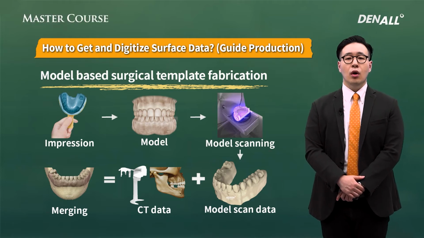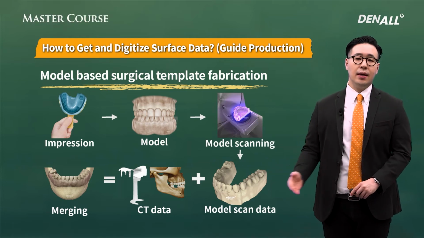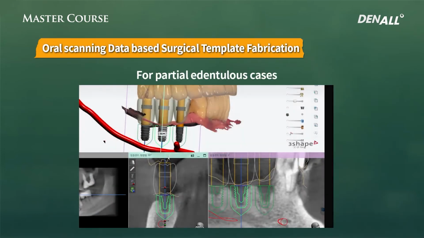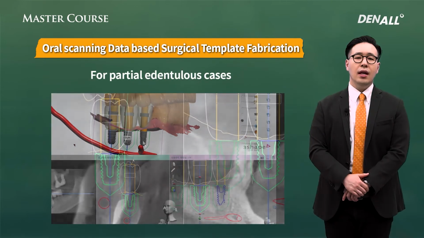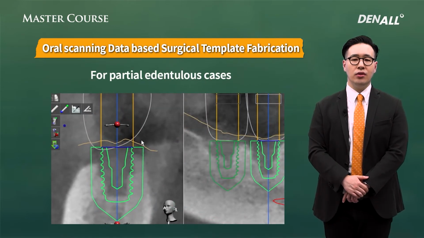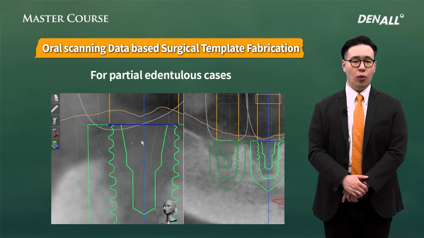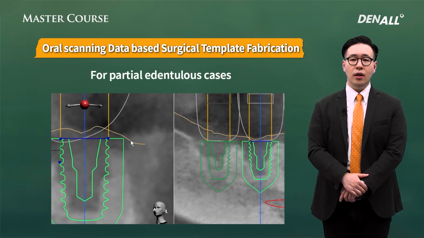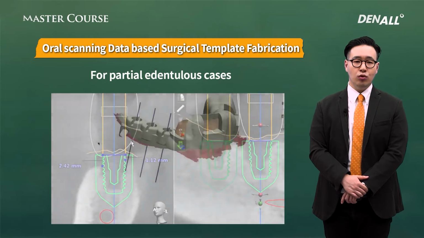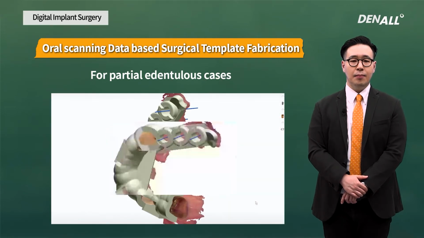Now let's look at a case using an oral scanner. The lower posterior region is severely resorbed. A safe distance from the inferior alveolar nerve is measured for implant positioning. As you can see, the amount of bone graft for vertical augmentation is checked to design and fabricate a guide.